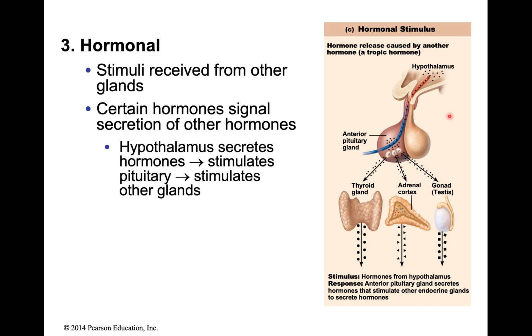So this is how this works. The hypothalamus makes a hormone. That hormone will travel down and signal the pituitary gland to make the next hormone. That hormone goes to the next gland to signal it to make its next hormone. So you see, it's almost like a domino effect where once you topple one hormone down, it's going to cause the release of the next one, and the next one. This is called the hormonal mechanism.